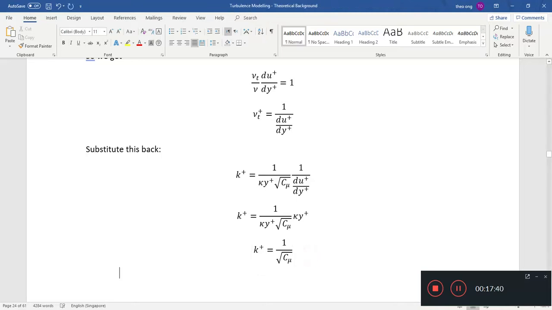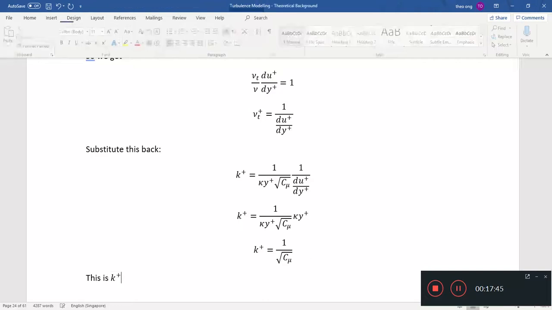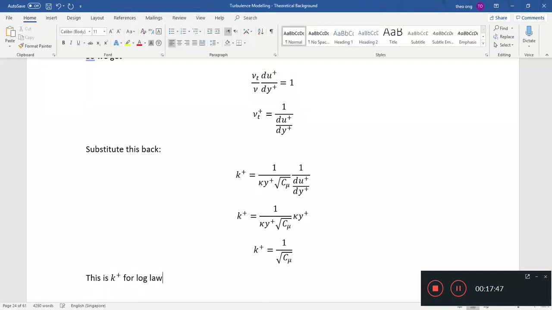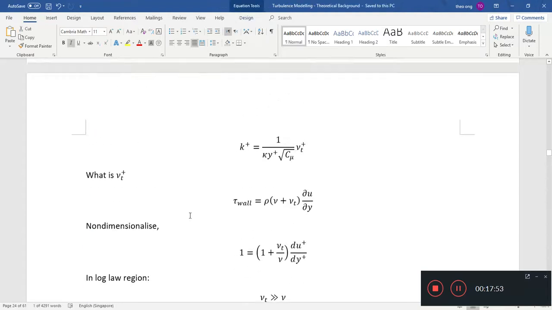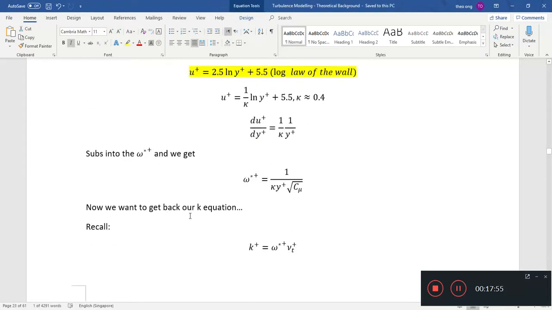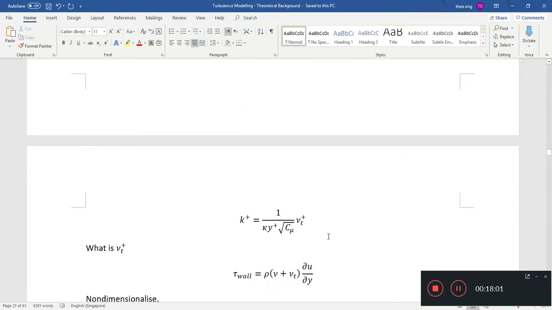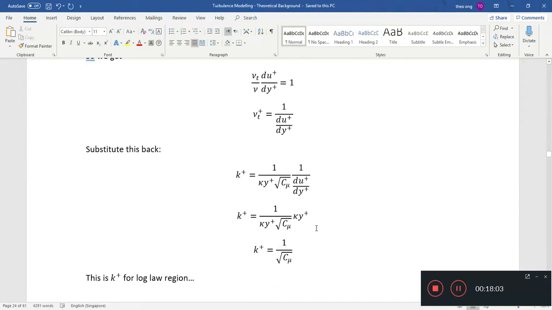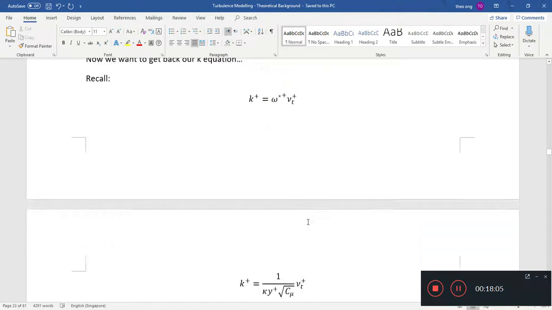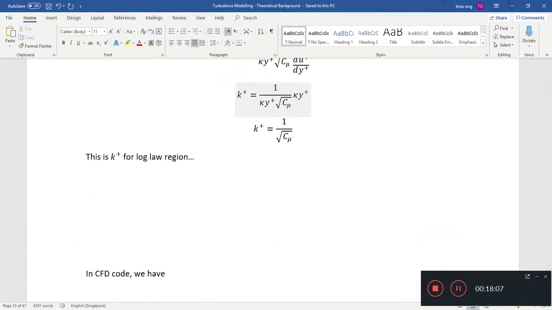K plus for the log law region is as follows. That's how we derive it. Basically it's just swapping around many times of this equation. So that's the long and short of it. So the question is for the intermediate region.